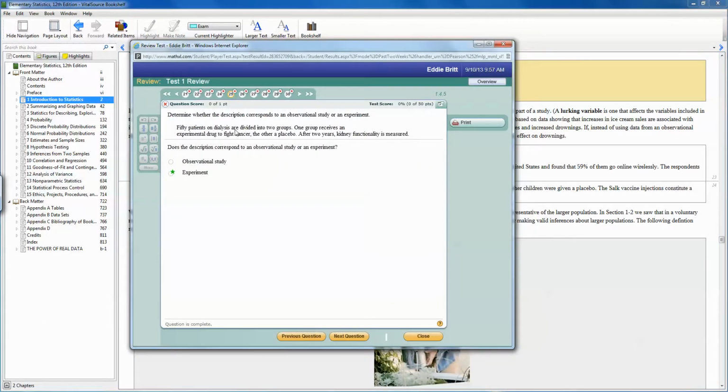50 patients on dialysis are divided into two groups. One group receives an experimental drug to fight cancer, the other a placebo. After 2 years, kidney functionality is measured. So they did something to a group. That's going to be an experiment. Now, if they would have just taken a group and did nothing to them and just observed them, then it would be an observational study. Since they actually did something to the group, it's an experiment.